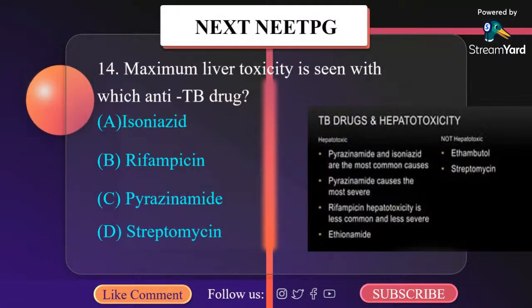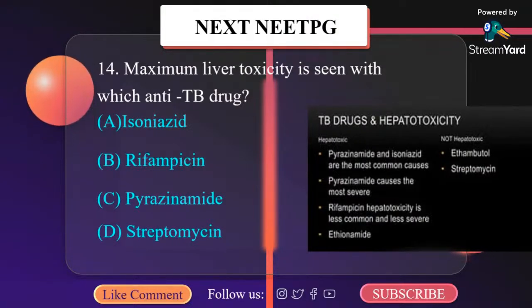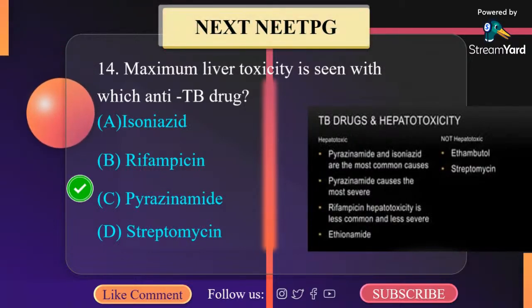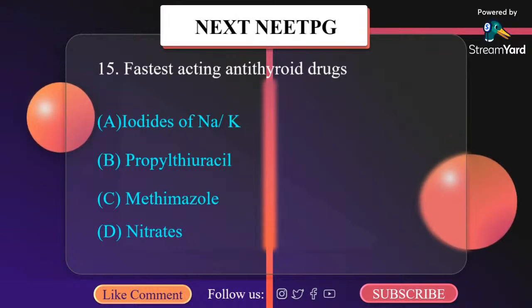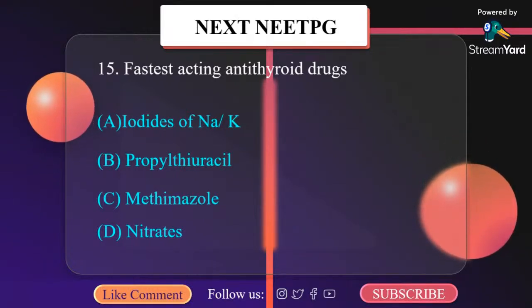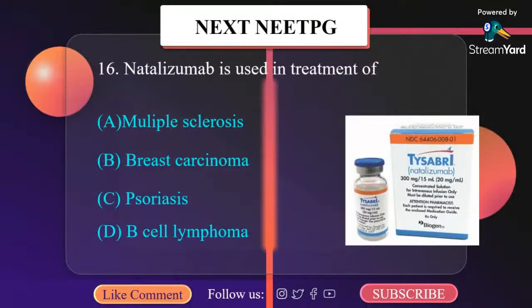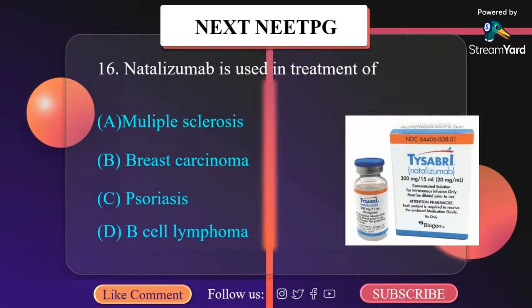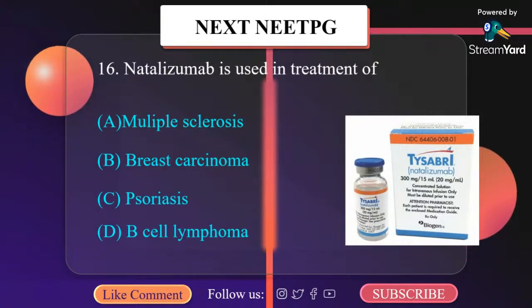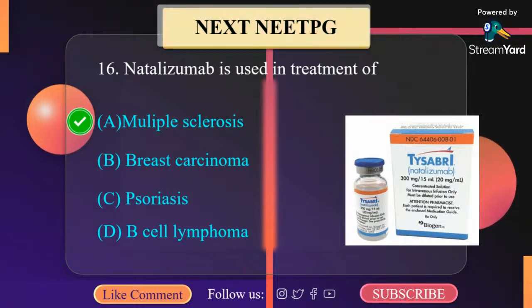Maximum liver toxicity is seen with which anti-TB drug? A. Isoniazid, B. Rifampicin, C. Pyrazinamide, D. Streptomycin. It is pyrazinamide. Fastest acting antithyroid drug is A. Iodide of Na K, B. Propylthiouracil, C. Metronidazole, D. Nitrate. It is iodide of Na K. Natalizumab is used in treatment of A. Multiple sclerosis, breast carcinoma, psoriasis, B-cell lymphoma. This natalizumab is used in the treatment of multiple sclerosis.